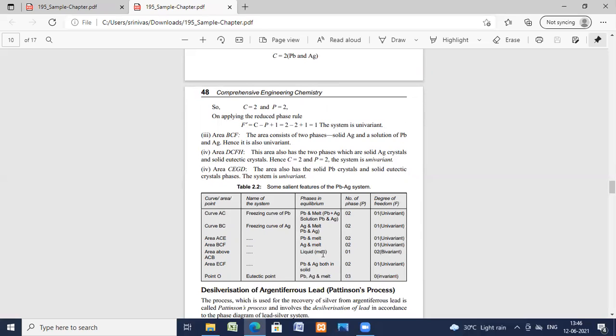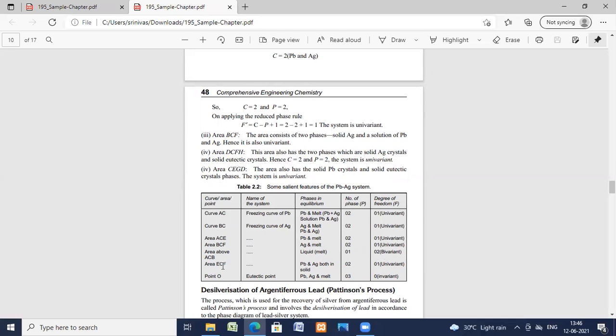It is complete liquid. P is 1, only one phase. So F is equal to, two components I told you, and phase is 1. 2 minus 1 plus 1. 2 minus 1 is 1, 1 plus 1 is 2. Therefore, in the area above ACB you are getting liquid melt, that is a bivariant system.